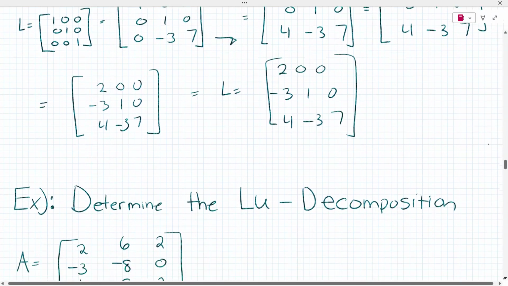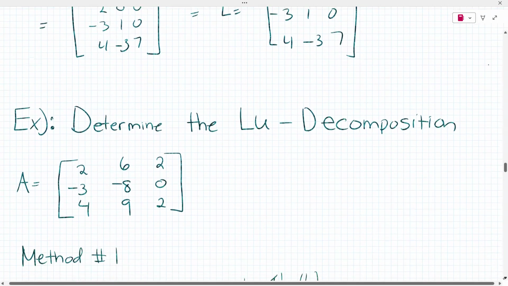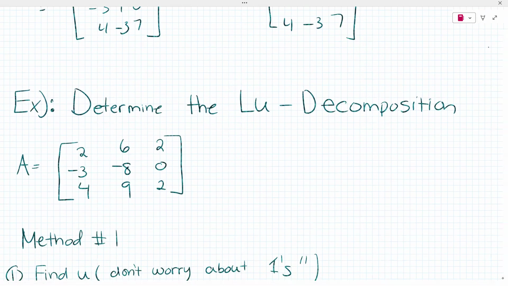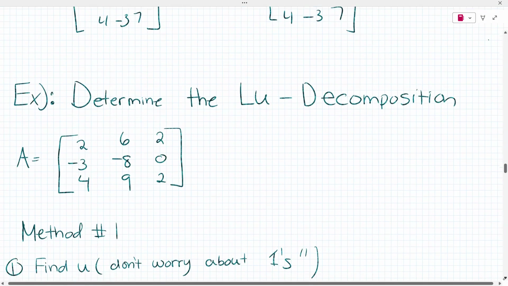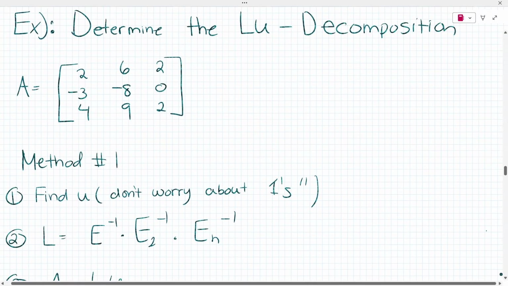Okay, let's do the same. I think this is the same problem. Determine the LU decomposition, but this time we're going to do both methods. I've taught you two methods: one where you didn't make the diagonals ones, and the other where you made the diagonals one and then took the inverse, right? So here's matrix A, which is the same matrix: 2 -3 4, 6 -8 9, 2 0 2.